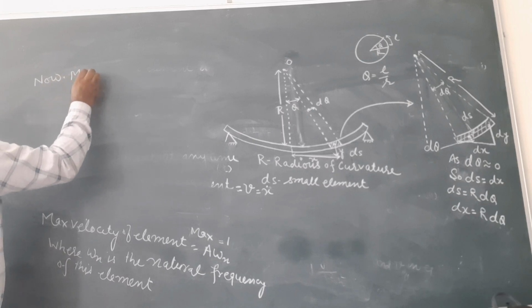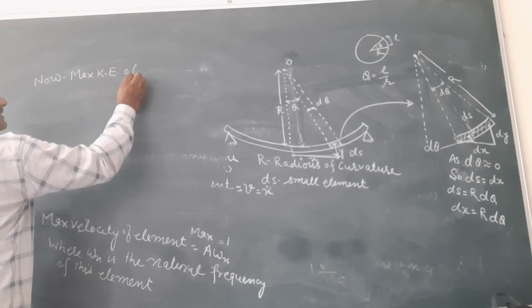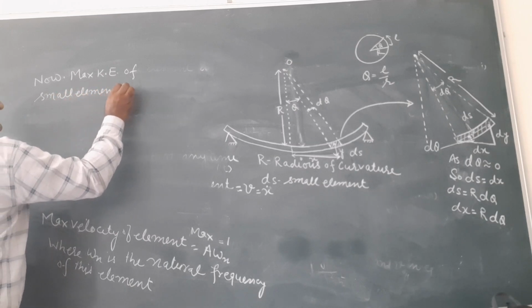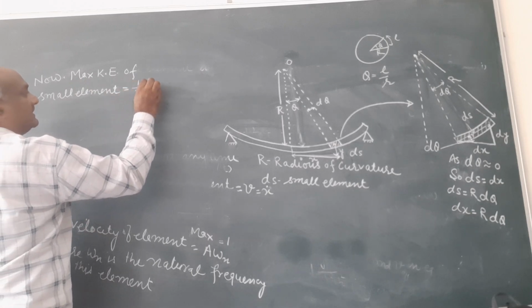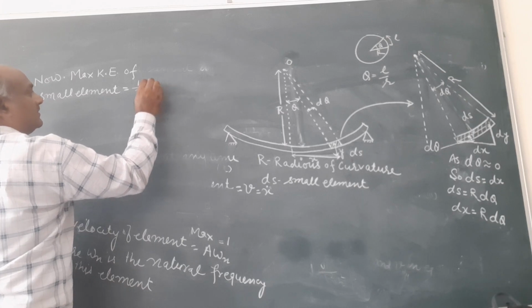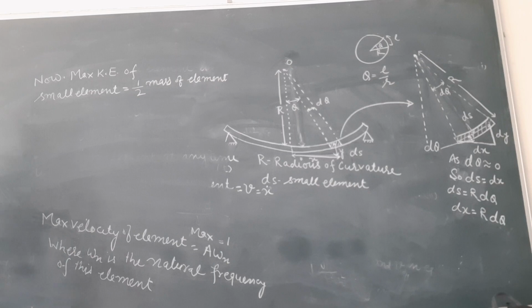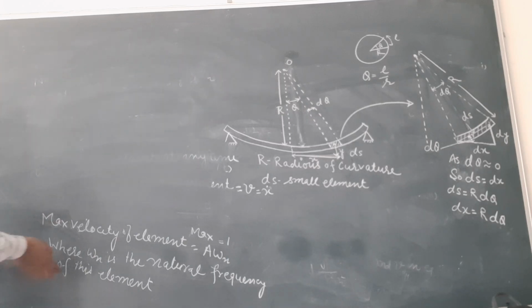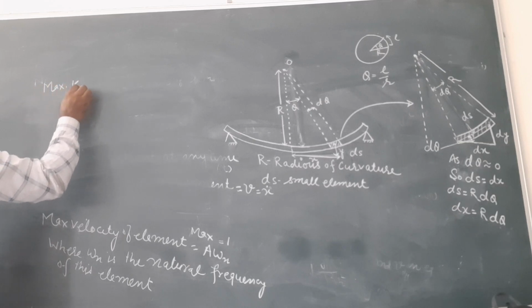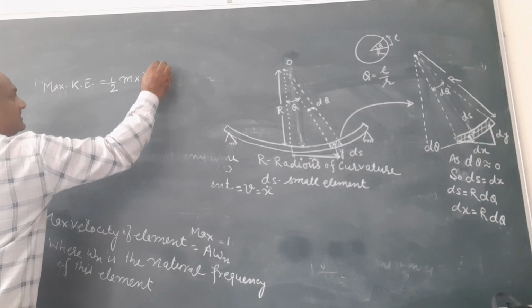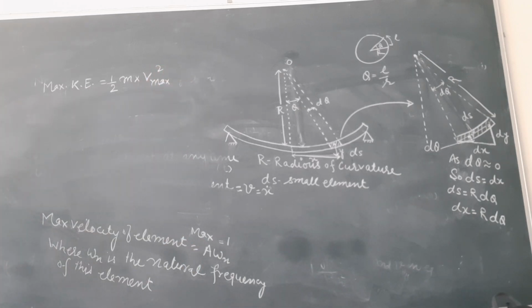Now the maximum kinetic energy of the small element is equal to half m v maximum square, where m is the mass of the element. So the maximum kinetic energy is equal to half the mass of the body into the square of its maximum velocity.